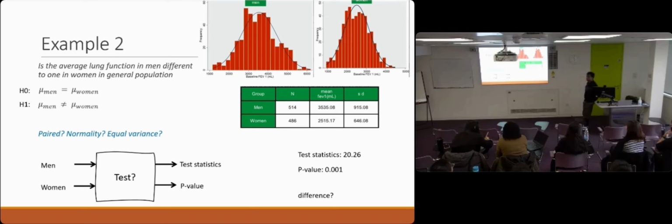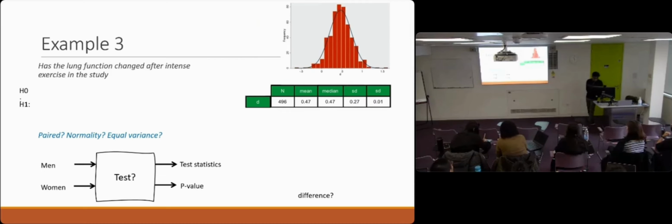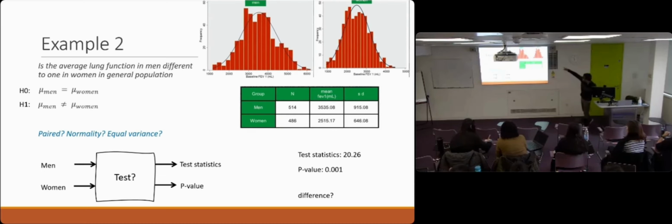You reject the null hypothesis and say that my test says that with 99.9% confidence I can say that the lung function of a man is different than woman. How much different they are? You subtract the mean. Almost 1,000, right? Yeah. So the difference between the means.